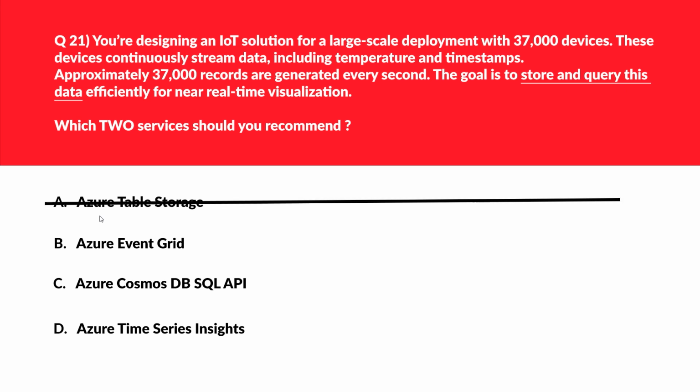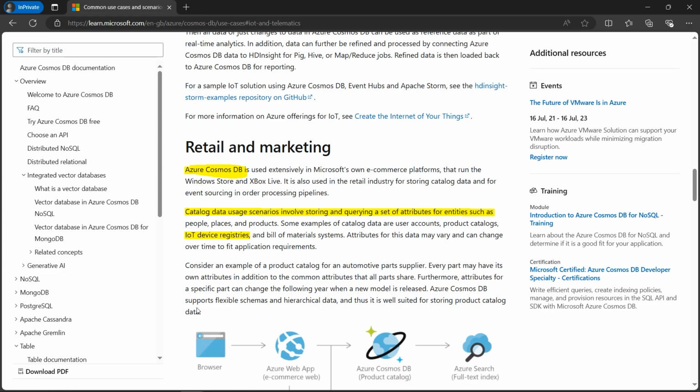Now let's move to option B. B says Azure Event Grid. Azure Event Grid cannot store nor query the data. Again, incorrect choice. Let's look at options C and D together. C says Azure Cosmos DB SQL API. D says Azure Time Series Insights. Using Azure Cosmos DB and Azure Time Series Insights, we can both store as well as query the data, which satisfies the requirement of the question. Therefore, these are the correct answer.